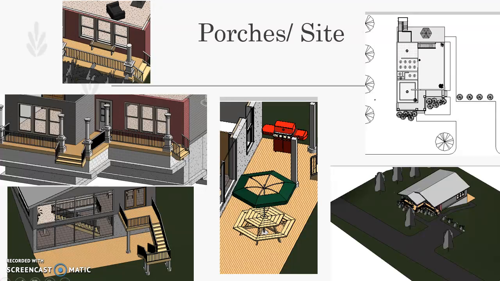I then moved to the exterior part of my house, which was the front porch that included foundation walls, columns, railings, and stairs. The back porch was 2 levels and included stairs, railings, and columns. I also included furniture in both of my porches. For the side of my house, I added grass, a sidewalk, driveway, trees, and bushes.